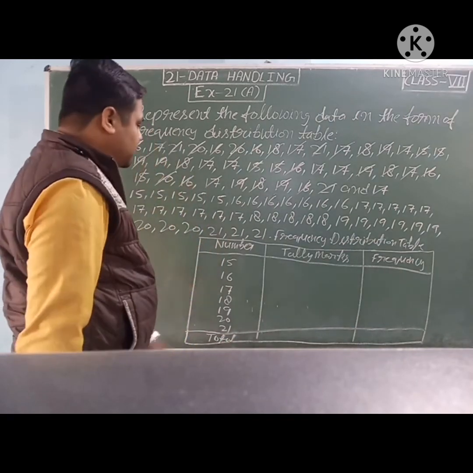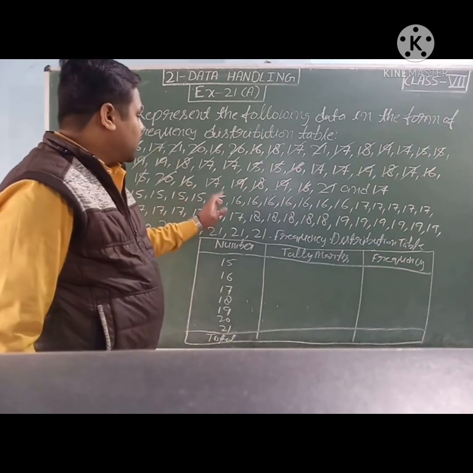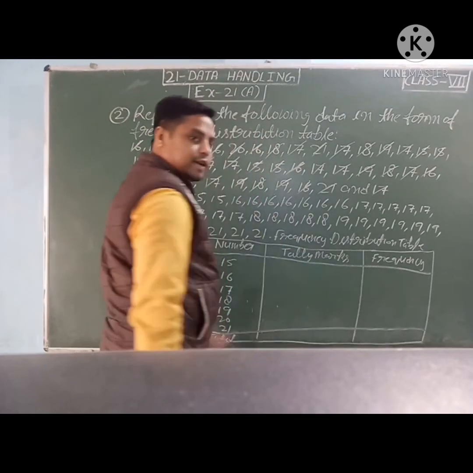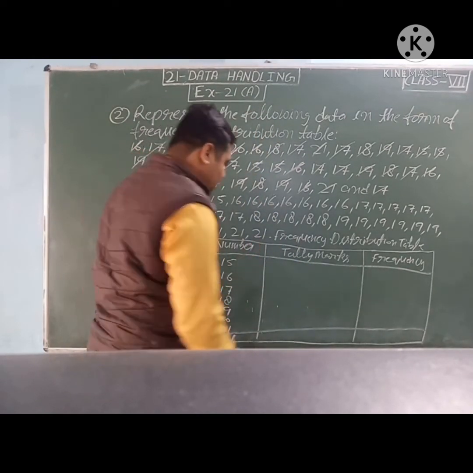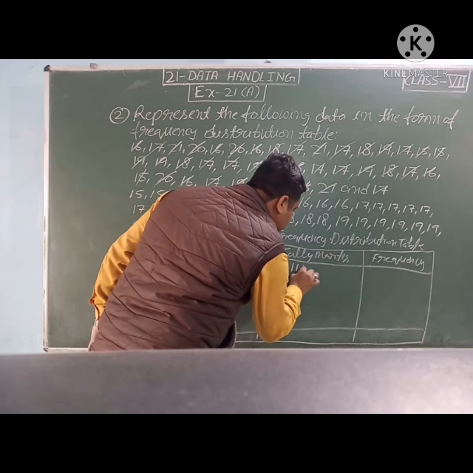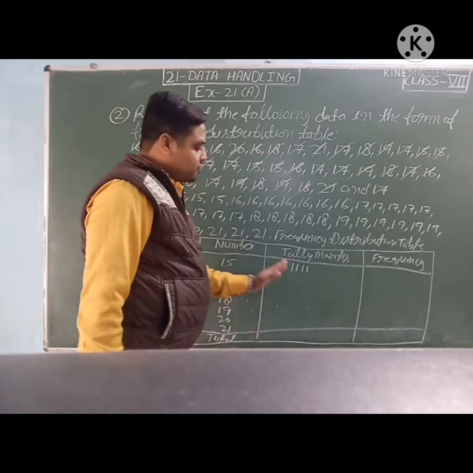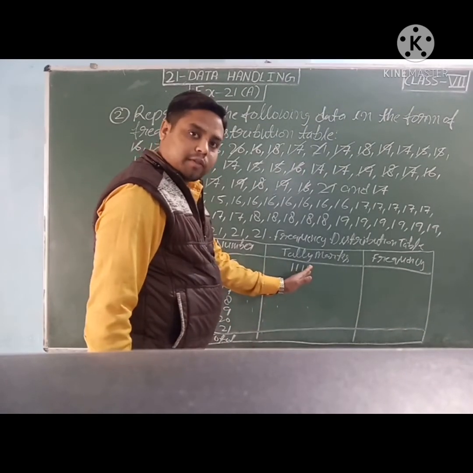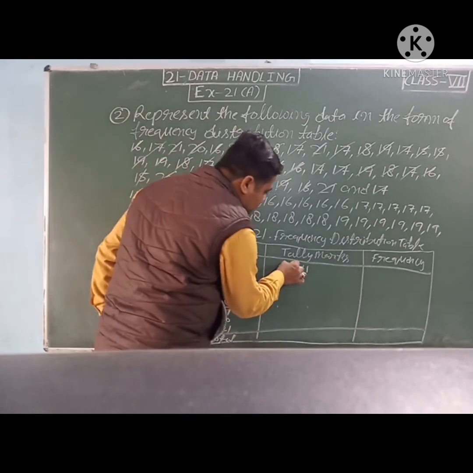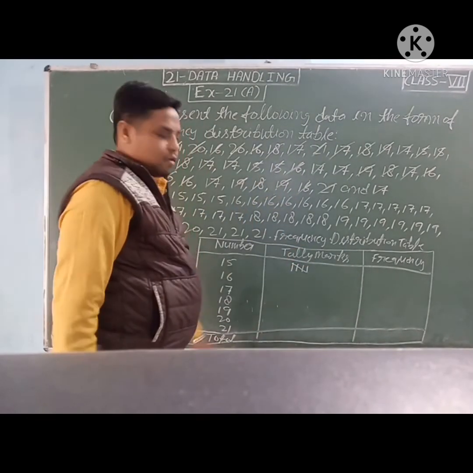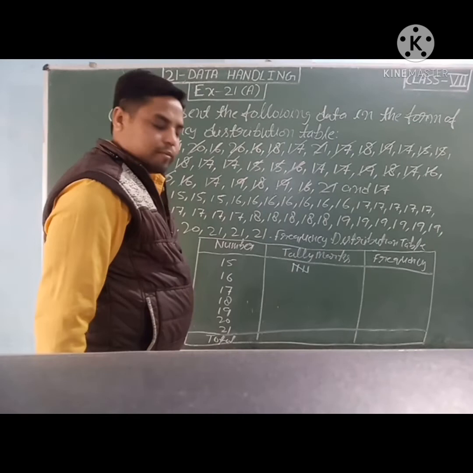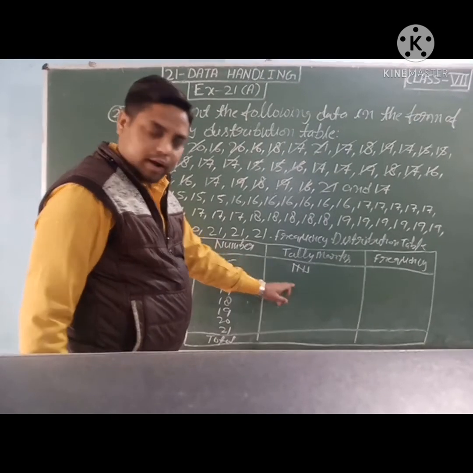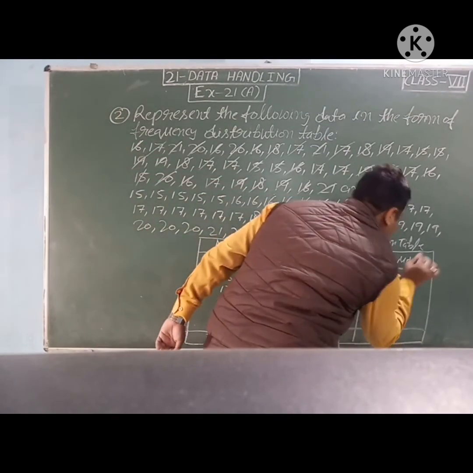How many times is 15 coming? 1, 2, 3, 4, 5 times. So we will write tally marks here. Just see the tally marks. 1, 2, 3, 4. For the fifth one we will not draw a separate line. We will cut across, from top to bottom. So how many 15 are there? 5. So we will write 5 here.